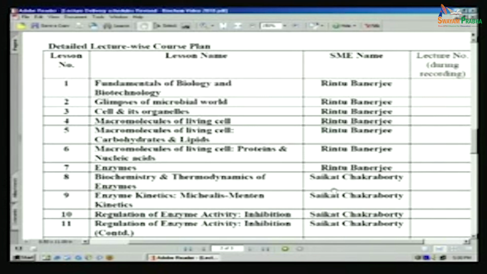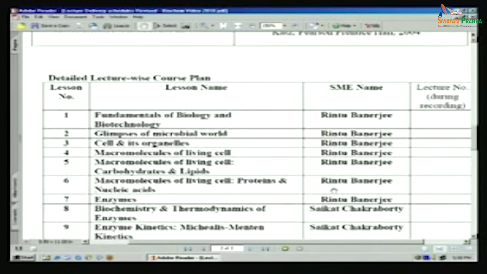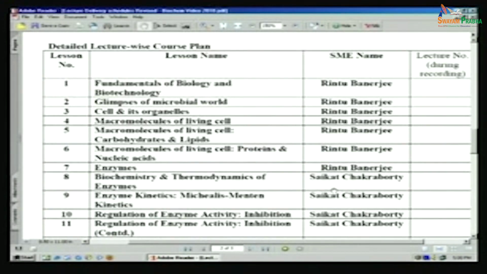2 people are teaching this course, so I just want to show you how they're split up. I'm going to teach the basics of biology, the overview of biotechnology, and microbial cells and their constituents. I'm going to start today with biochemistry and thermodynamics of enzymes, and the next class tomorrow we'll do the kinetics of enzyme catalysis, followed by regulation of enzyme activity, competitive, non-competitive inhibition, and so on. Then we move on to immobilized enzymes and heterogeneous enzyme catalysis.